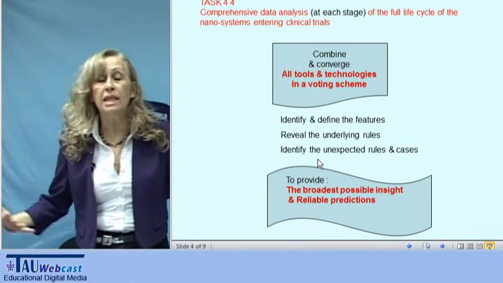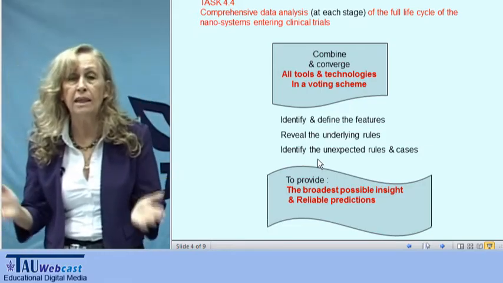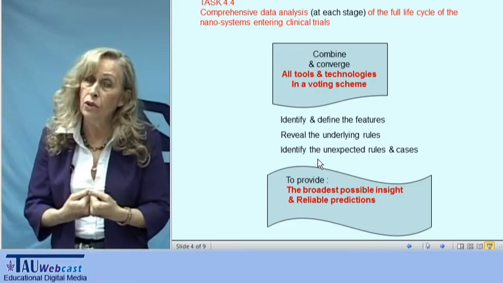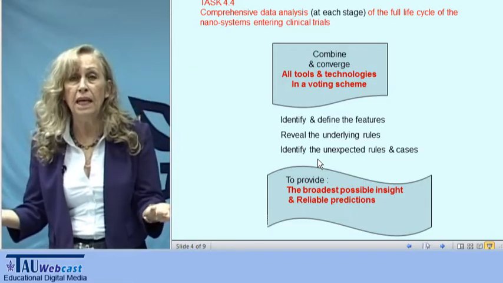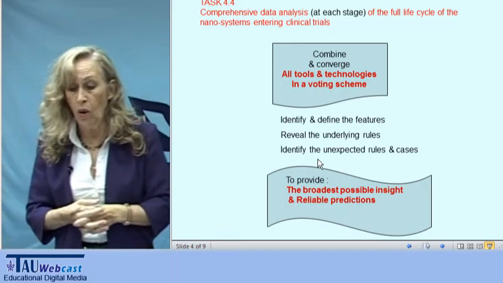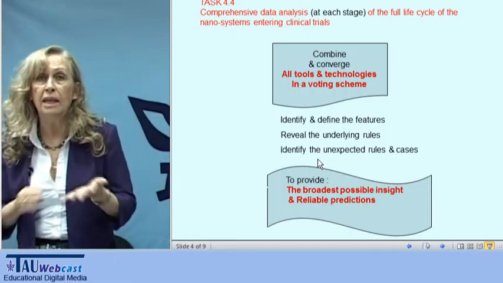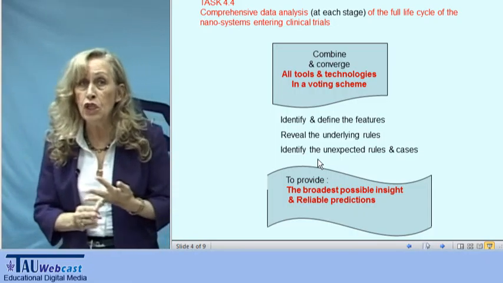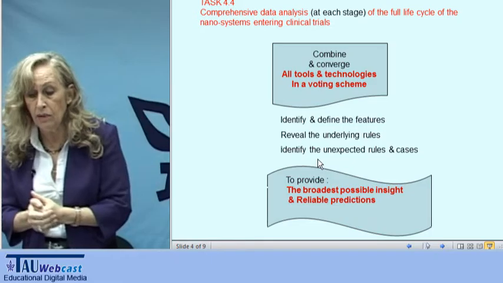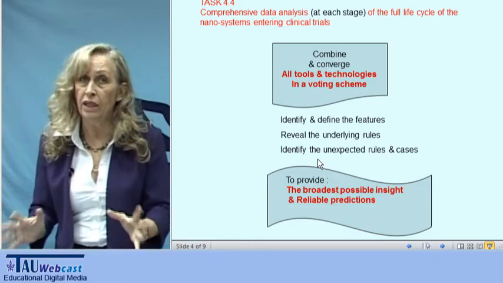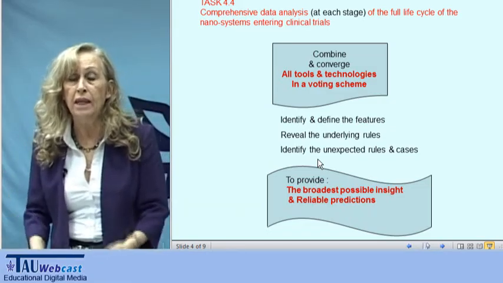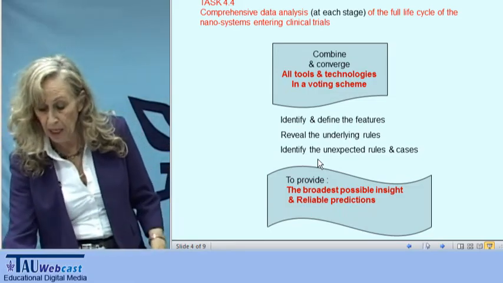And the way we want to do it is to provide the broadest possible insight by utilizing your own tools, your statistician, and our added value, our tools, because each tool provides a different insight. And I want to converge all the tools and all the know-how. And actually what we want to do is identify the underlying rules, the features, and especially provide the unexpected cases and unexpected rules, those outliers that sometimes are very devastating. So the idea is to join all forces and all tools and to provide all along the life cycle of the project the best possible outcome.